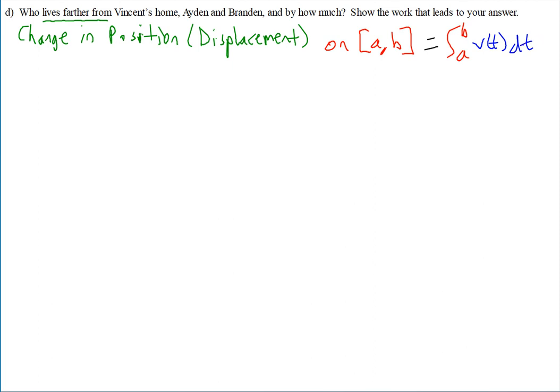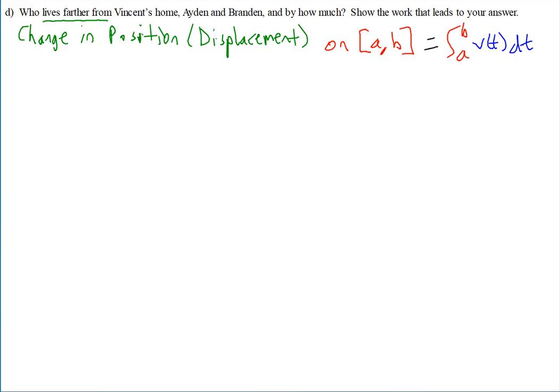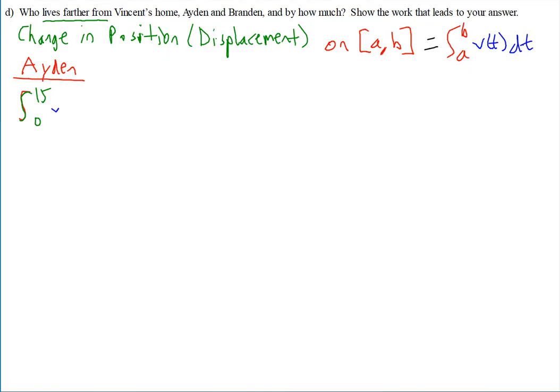So we've actually done a lot of the work for this already. We already found these areas. So let's start with Aiden again. So for Aiden, again, it's going to be the integral from 0 to 15. The difference is it's not going to have the absolute value signs. It's just going to be just velocity, v of t. So it still represents the areas.